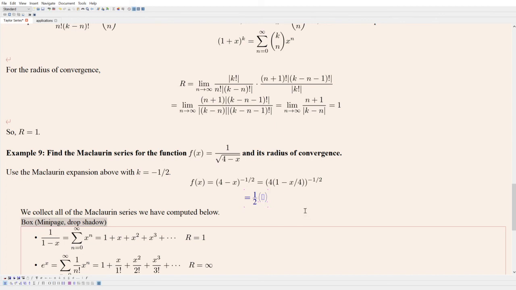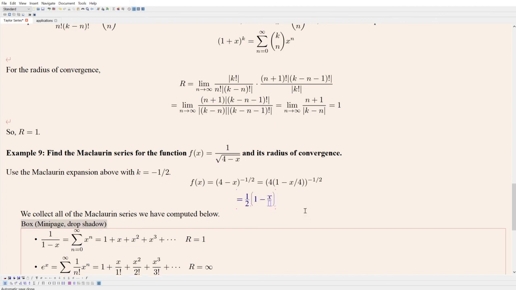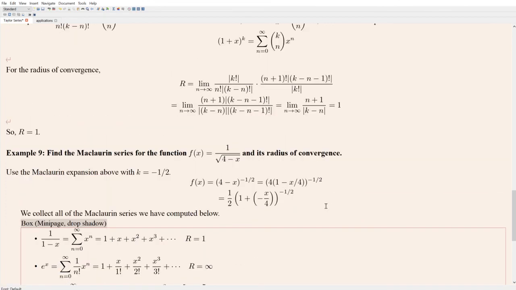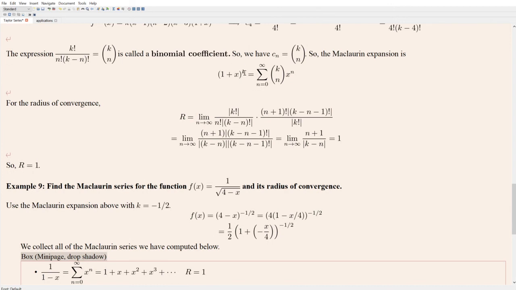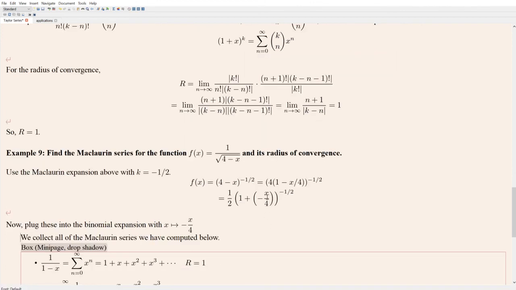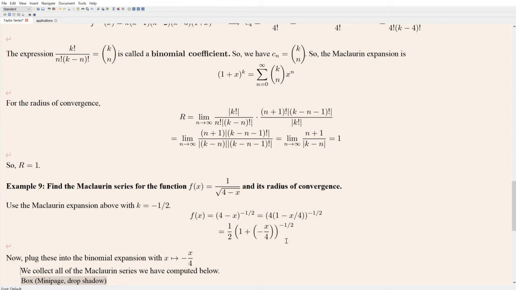And then now I need this dude to be positive, but that's easy enough because I can just change this into plus, and then there, like so. Okay? So this is going to be the binomial expansion with k equal to negative 1/2 and x equal to negative x over 4. Okay, so since negative x over 4 is taking the x position, I need to replace x with negative x over 4 there.